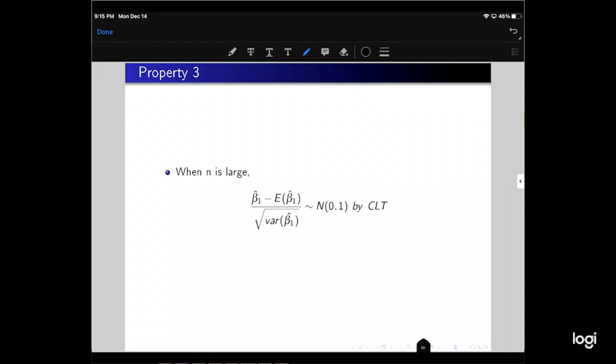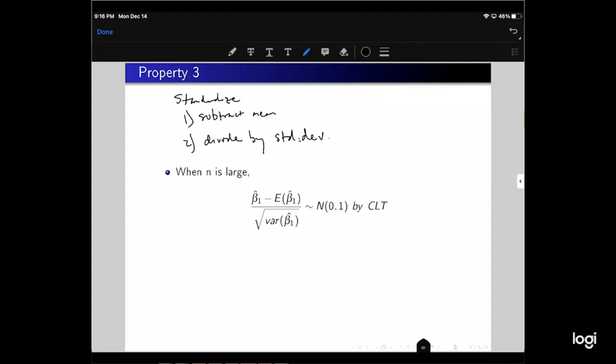Property 3, when n is large, beta hat 1 has the following distribution. So remember, how do we normalize or how do we standardize a normal random variable? If beta hat 1 has a normal distribution, to standardize, step 1, we subtract the mean, and divide by the standard deviation. That's how we standardize a normal random variable.